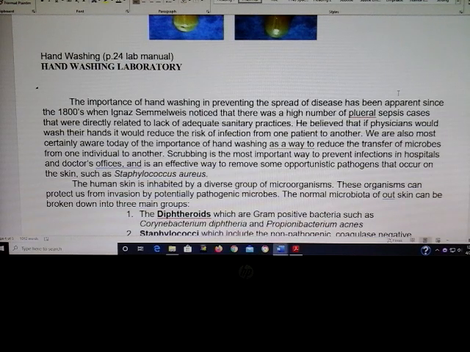So you can go to the CDC website, you can just do a Google search, but find information on why hand washing is important. And please note this gentleman right here, Ignaz Semmelweis. Ignaz Semmelweis is the first person that suggested that people wash their hands when going from one patient to another. Now, what hand washing does is it actually removes microbes from your skin.